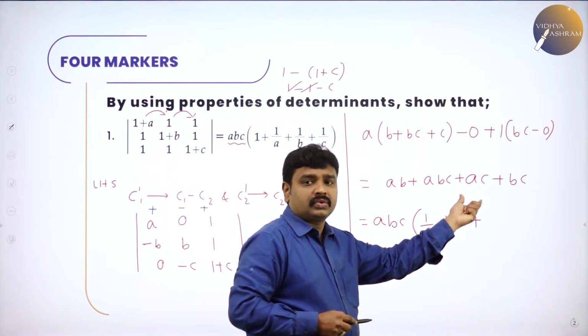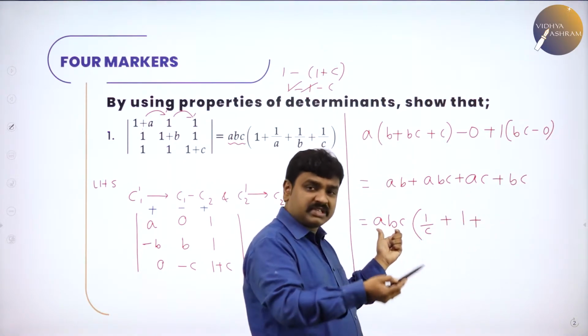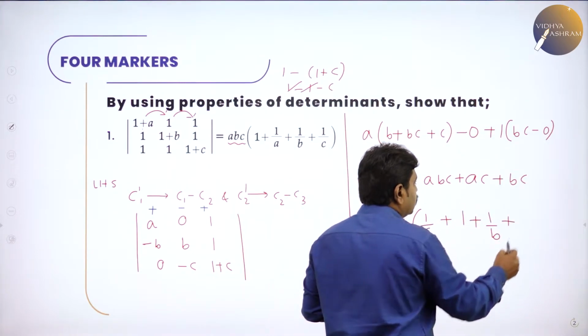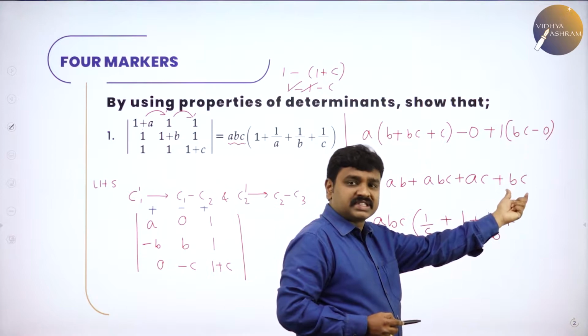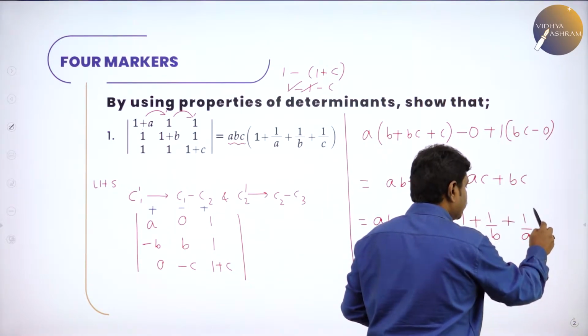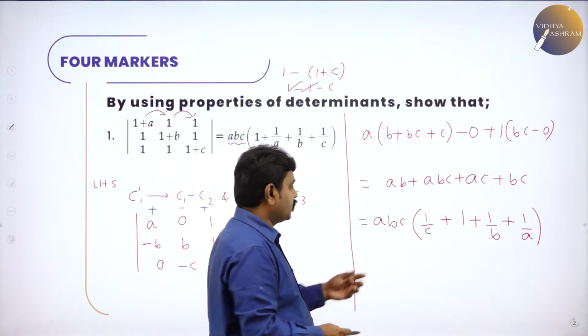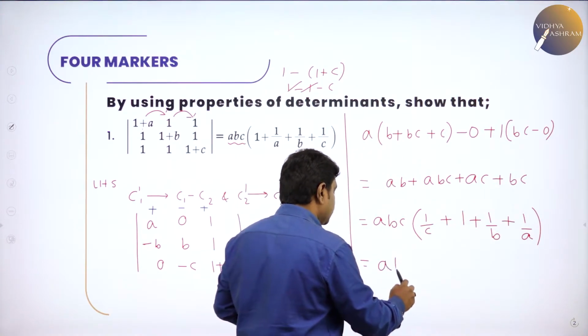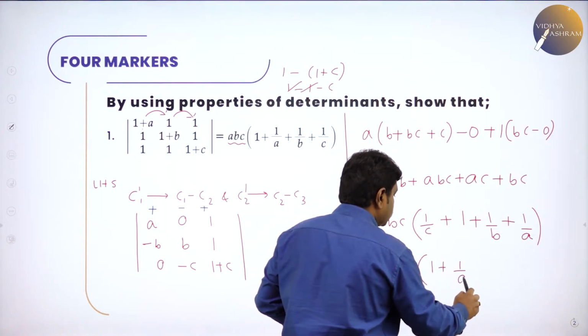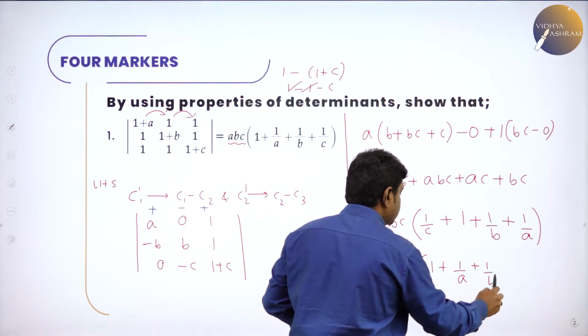Here what you have? AC. You have taken ABC out. What is missing here? B is missing, so write 1 by B. Here BC is there, A is missing, so write 1 by A. That's it. This is a way to take common. Now rearrange, you got the answer. So can I write ABC into 1 plus 1 by A plus 1 by B plus 1 by C.